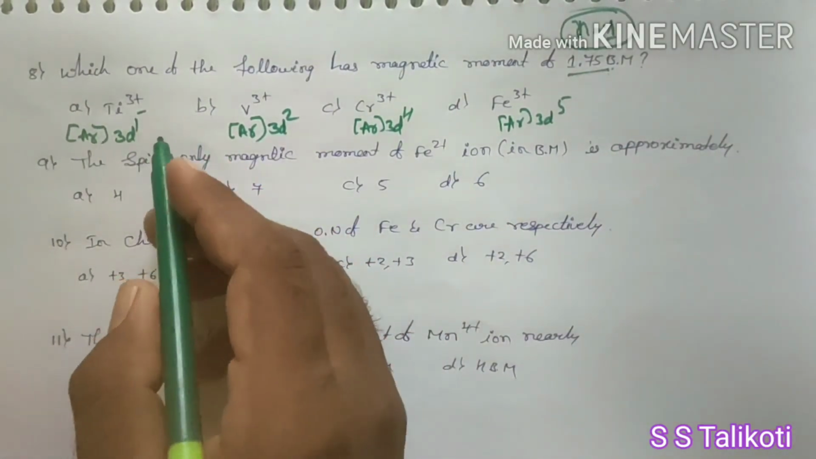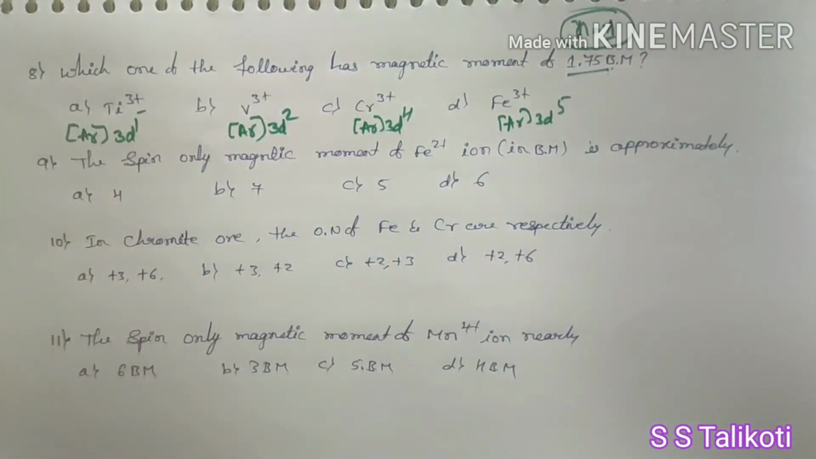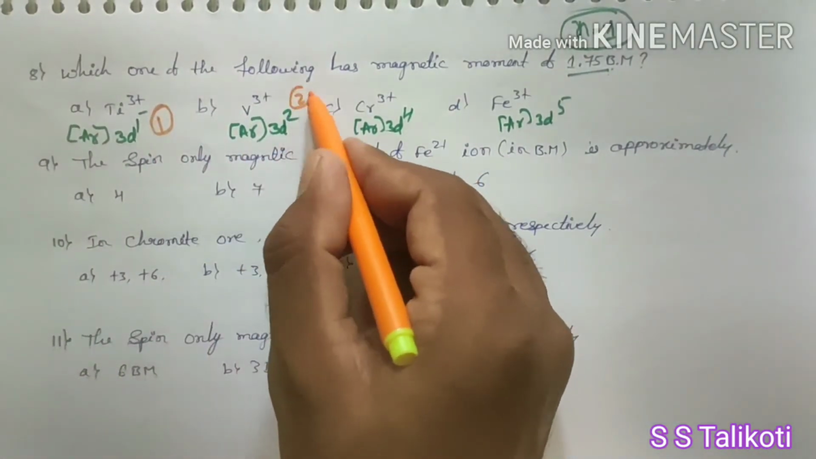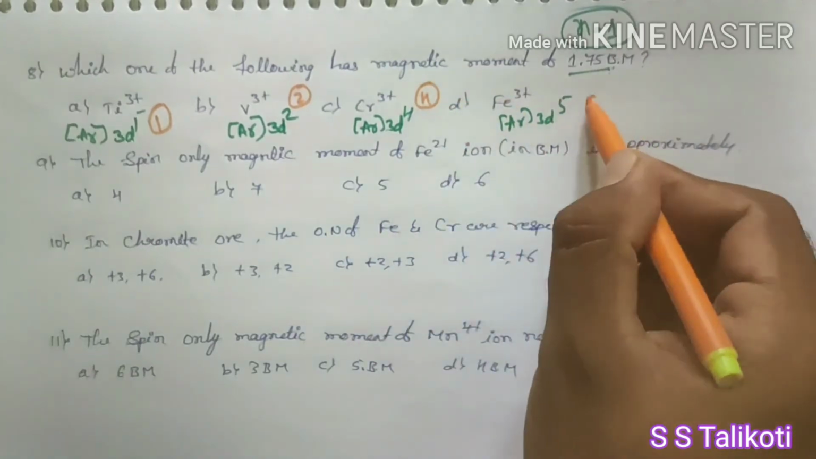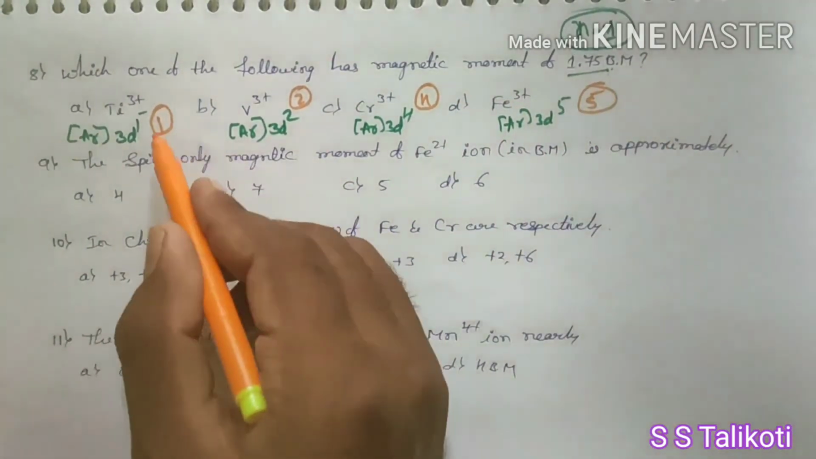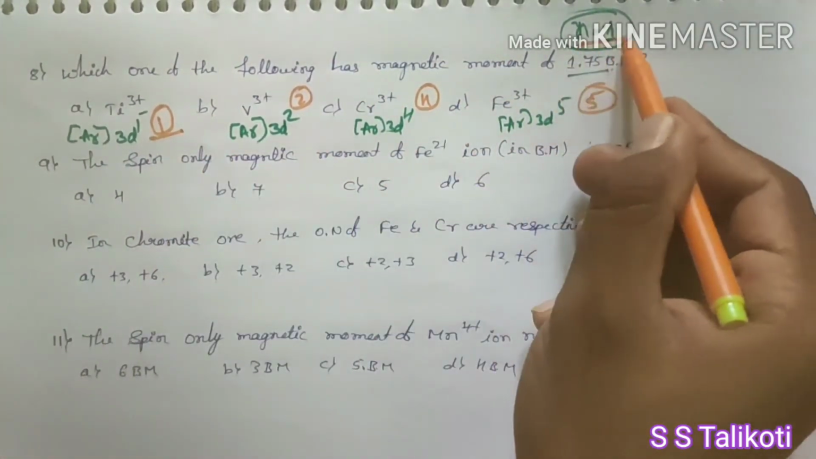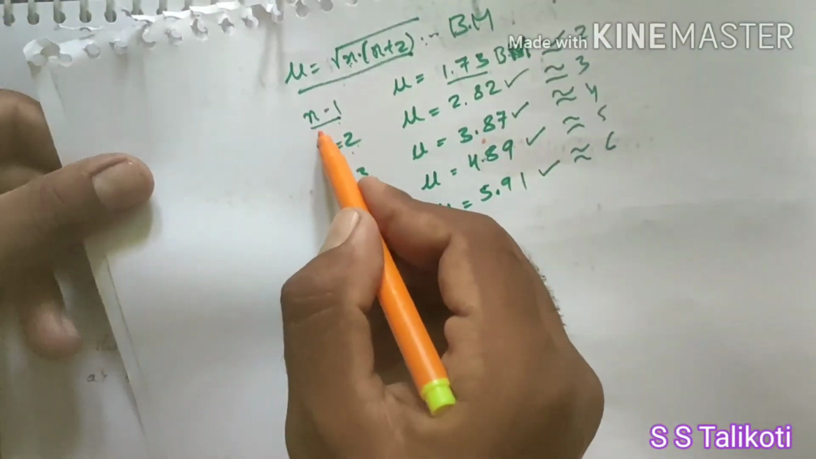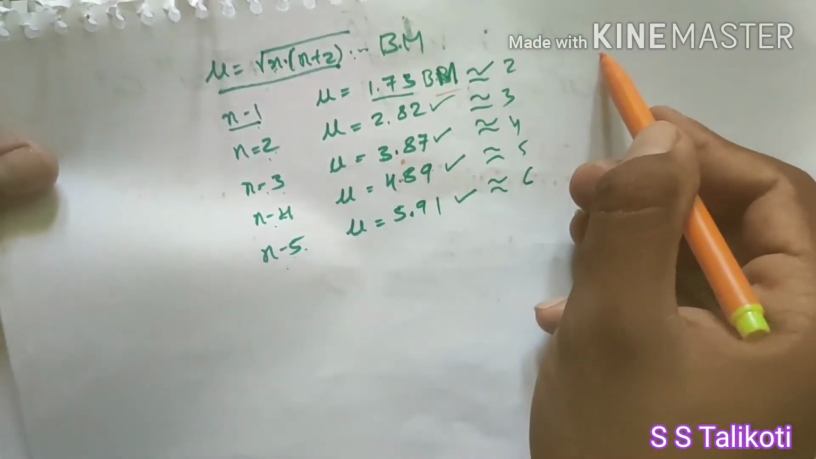Calculate the number of unpaired electrons. How many unpaired electrons are in each element? There will be 1 unpaired electron. Here there will be 2. Here there will be 4. Here there will be 5 unpaired electrons. Here only 1 unpaired electron, therefore n equal to 1, and the Bohr magneton value is 1.73 Bohr magneton.